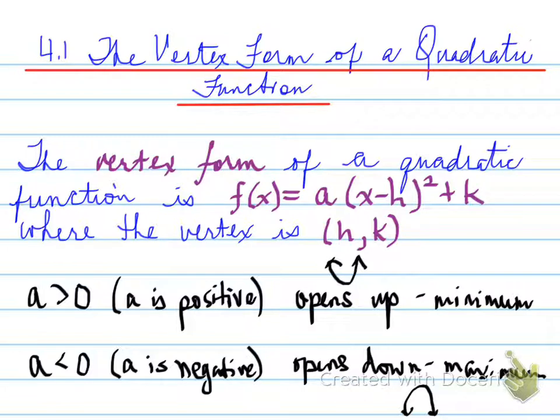Another thing to note is that the vertex will end up being a minimum value if the graph opens up. So the vertex would be down here, and that would imply that there's a minimum value. And when the parabola opens down, you're looking at a maximum. The vertex is a maximum because, again, it's the very highest point that it reaches when the graph opens down.